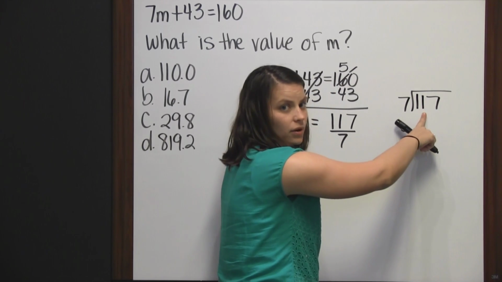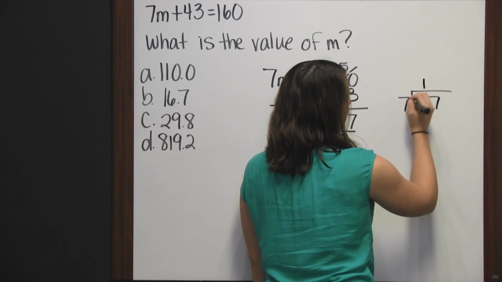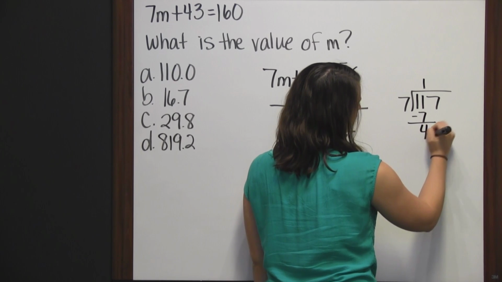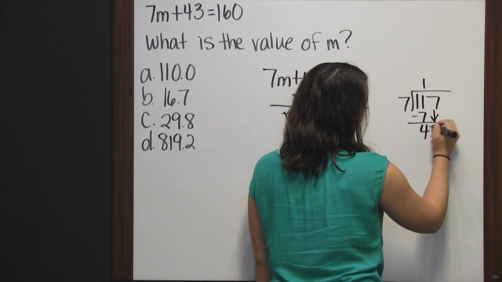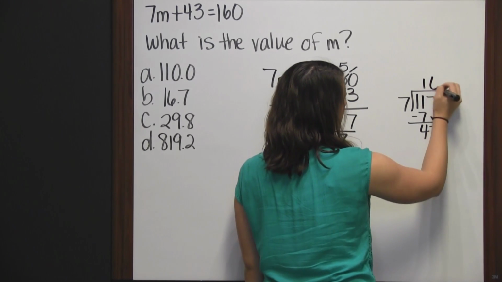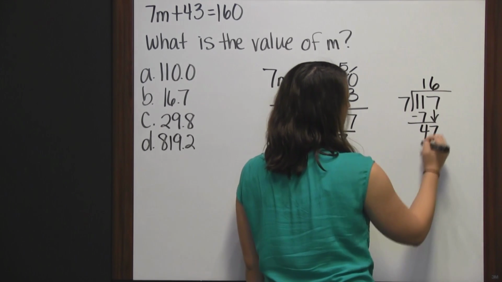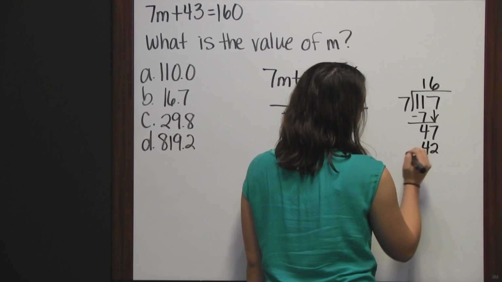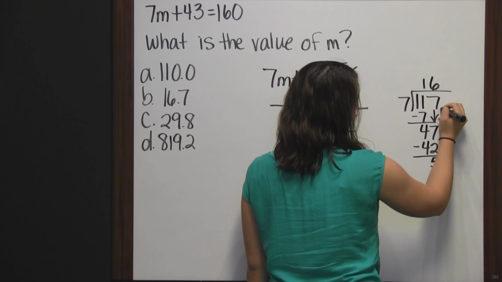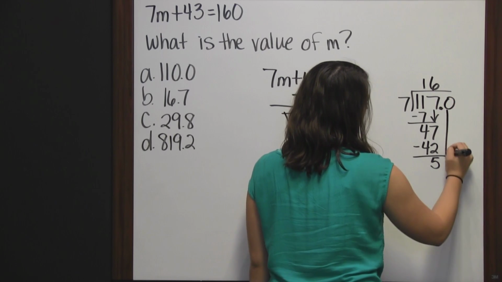7 goes into 11 one time. 7 times 1 is 7. When you subtract, you get 4. And then we bring down the 7. 7 goes into 47 6 times. 7 times 6 is 42. We subtract and we get 5. Then we add a decimal and a 0 and bring it down.